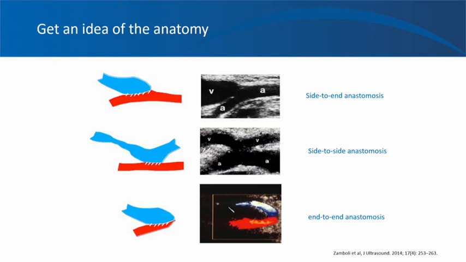And so when you're doing the ultrasound examination, first get an idea of anatomy without using the Doppler. Just take a look at the fistula with grayscale ultrasound and get an idea of what kind of anastomosis it is. In this image, it is side-to-end anastomosis, and in this image, it's side-to-side anastomosis of the vessels here. The superficial one is usually the vein, and the deeper one is the artery. And in this example, this is end-to-end anastomosis of the vessels, right here.